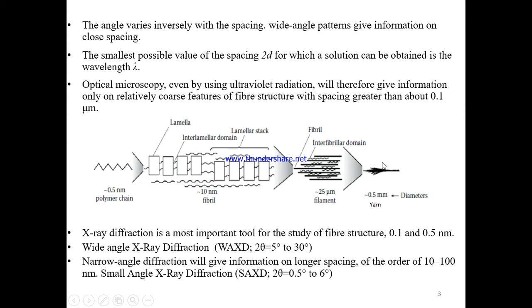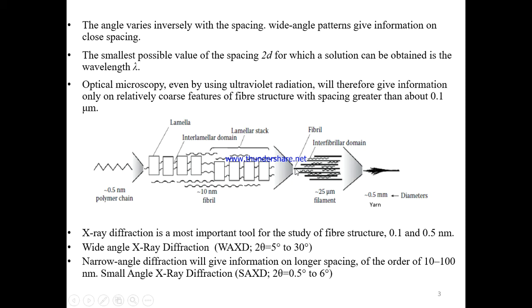If this is a presentation of the yarn, the diameter of the yarn is 0.5 millimeter. Inside the yarn there are many filaments, and the diameter of a filament is about 25 micrometer. In the filament there are interfibrillar domains, because the filaments consist of fibrils. In between the fibrils there will be the interfibrillar domain. Now I think the concept of fibrils and interfibrillar zones is clear to you.